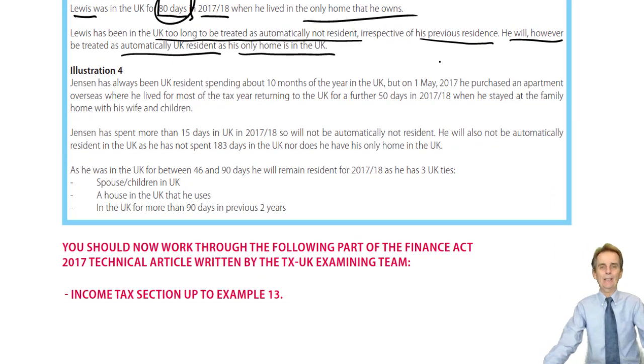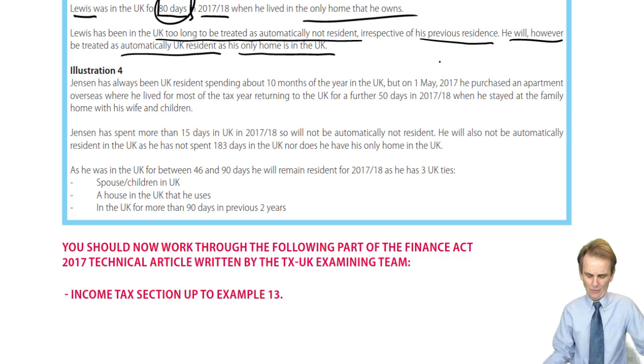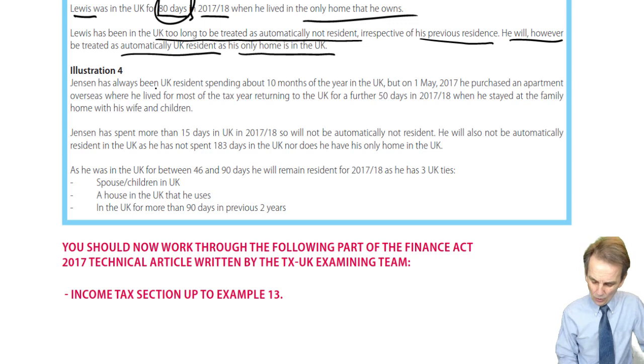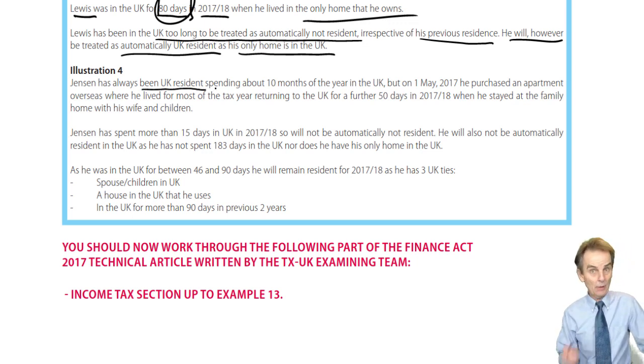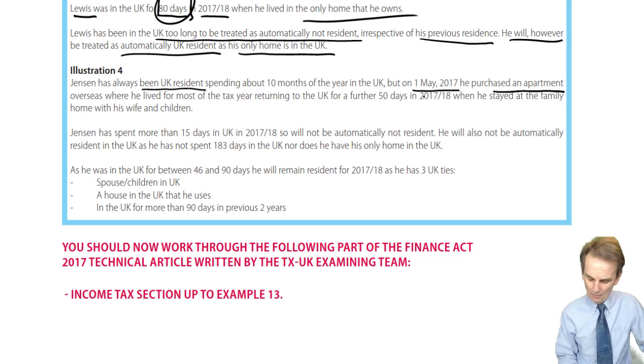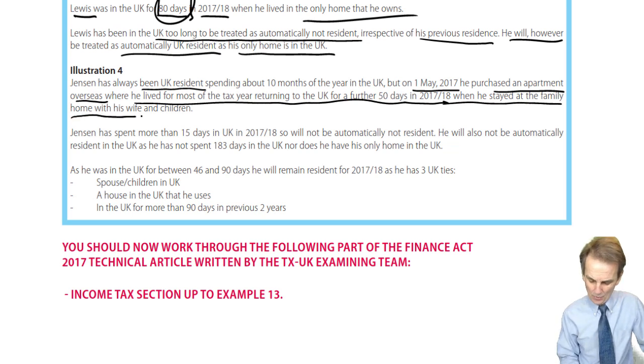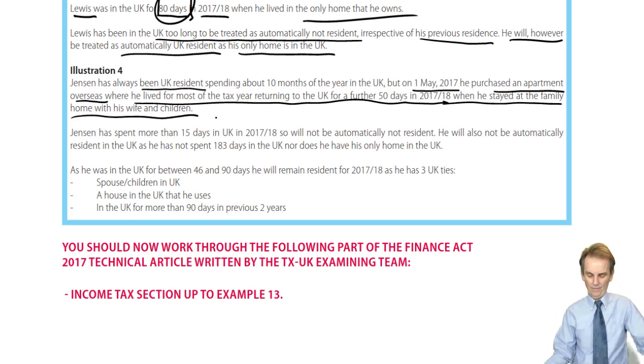And finally, our pièce de résistance in relation to our examples, illustration 4. Jensen. Always been UK resident, so he's previously UK resident. Spending about 10 months of the year in the UK, but on the 1st of May 17, he purchased an apartment overseas where he lived for most of the tax year, returning to the UK for a further 50 days in 2017-18 when he stayed at the family home with his wife and children.